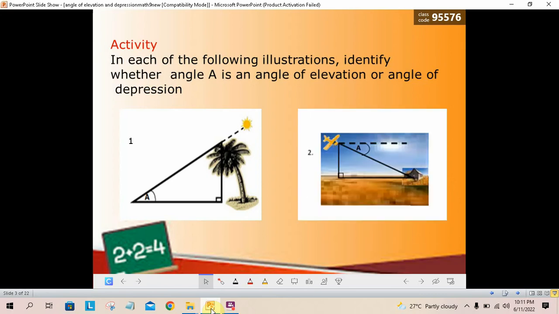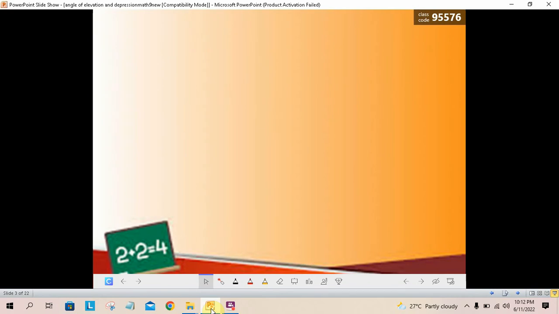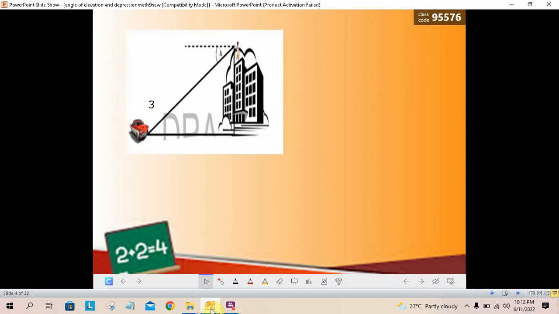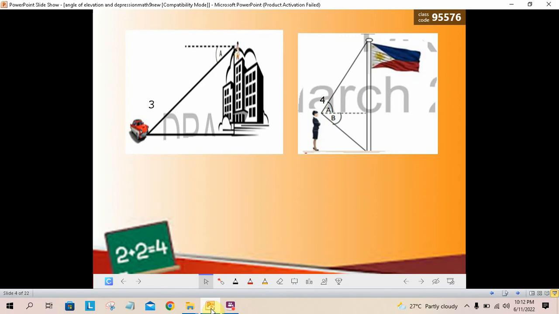Then number 2, are you ready now? Have you answered number 1? And number 2, we have angle A, is elevation or depression. Next, we will proceed to number 3. What angle is angle A? Depression or elevation? And for number 4, we have angle A again. Do not include B. We will focus only on angle A. Is it elevation or depression?